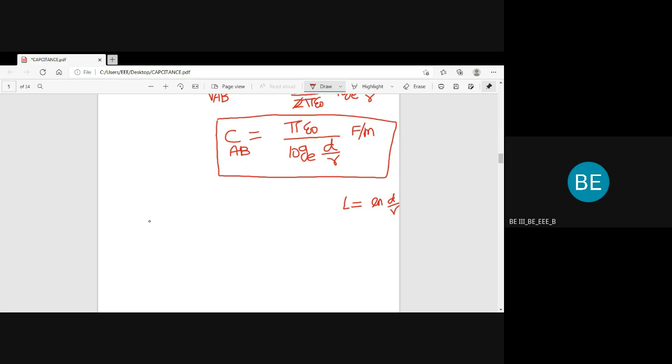Suppose I want to find the capacitance between neutral. I can draw a diagram. I have conductor A and conductor B, and between them I have capacitance, which we will call CAB. What we have found out is pi sigma naught divided by ln of d by r farad per meter. Suppose I want to find the capacitance between neutral.